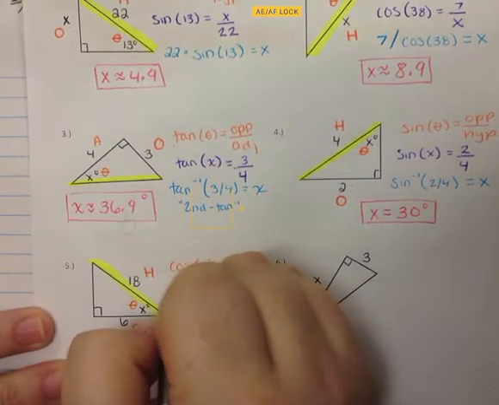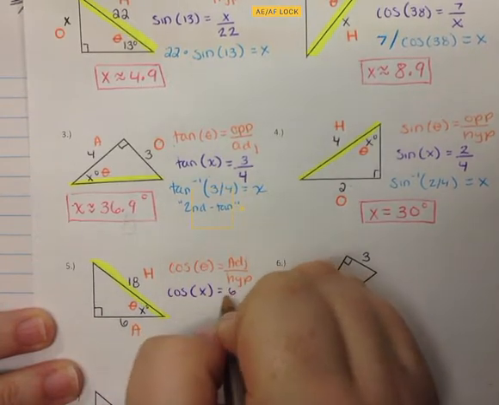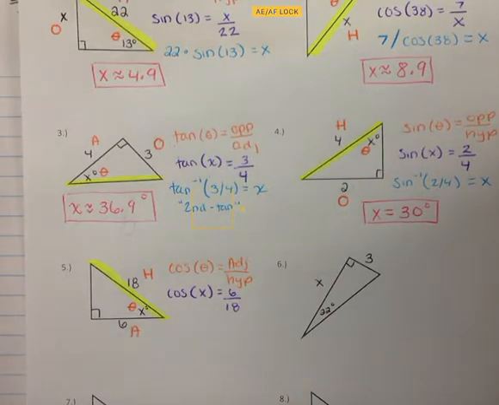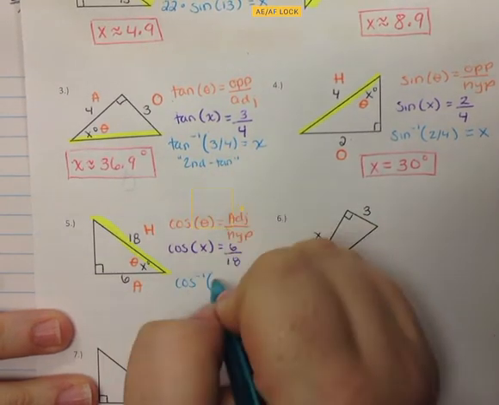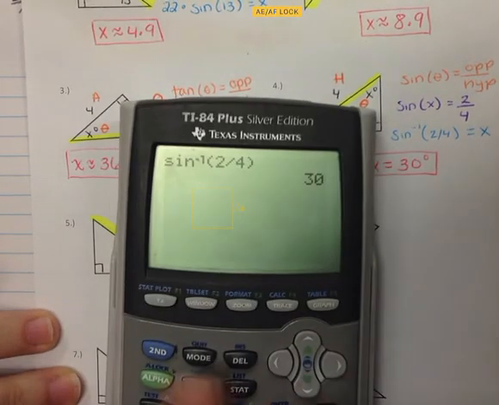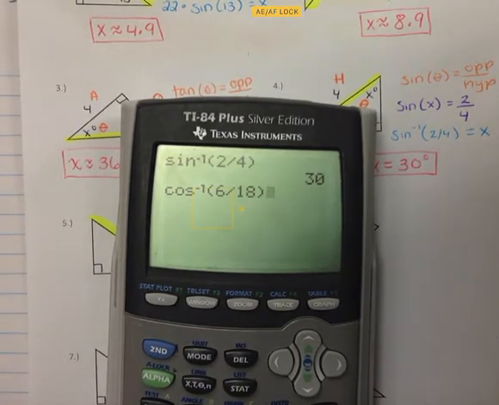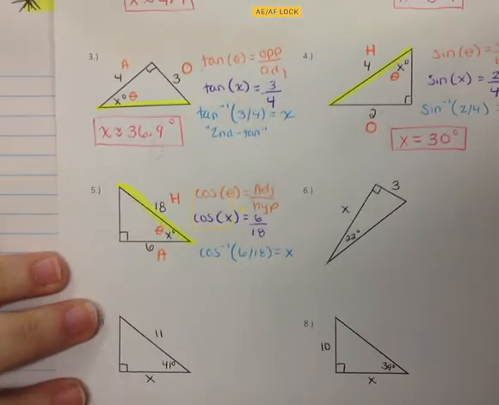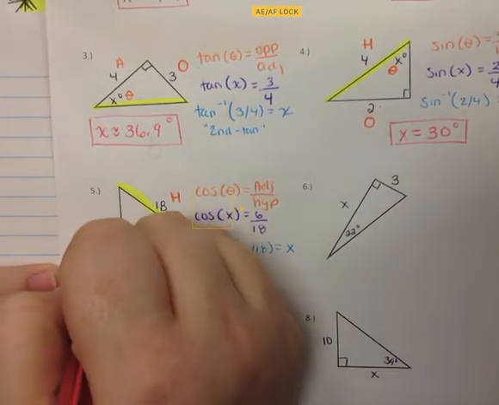So we have cosine of our theta, x, is equal to our adjacent, 6, over your hypotenuse, 18. So since x is inside your theta, that's when you do the inverse. So cosine inverse of the original fraction, so it's 6 over 18, and that'll give you your x. So second cosine of 6 divided by 18, and you do not have to simplify it ahead of time, just type it in as you see it. And that's 70 and 5/10 degrees. So x is approximately 70.5 degrees.